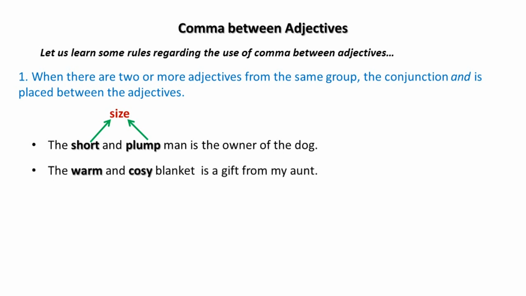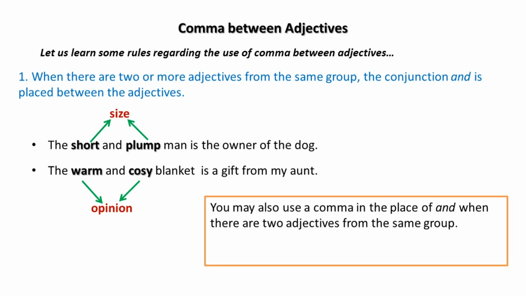Another example will be, the warm and cozy blanket is a gift from my aunt. So here also, both adjectives, warm and cozy, are from the same group, that is opinion. That is your opinion about the blanket, and they are from the same group of opinion. Therefore, you can use and in between these two adjectives.